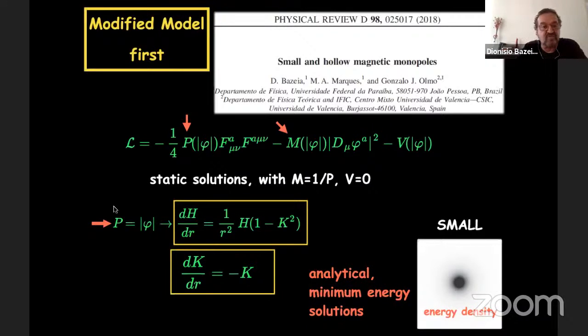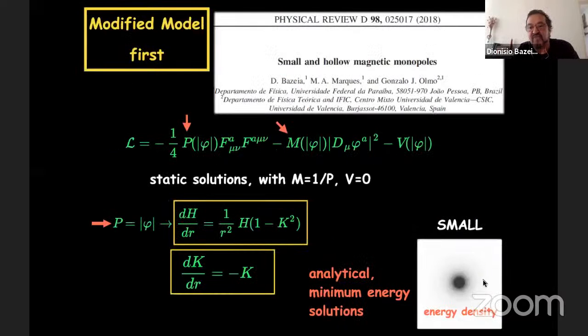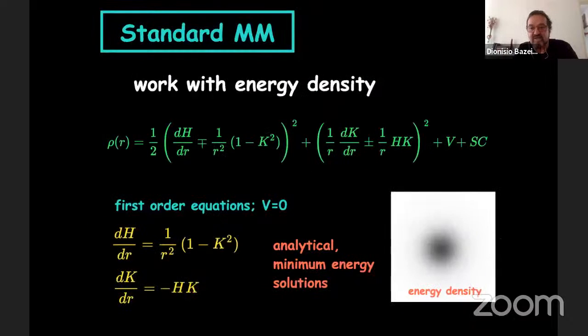And in this case, for P proportional to phi, we could write an analytical solution. And the solution is depicted here. It's similar to this one. But you see, we have the same quantity of black ink that we have here. So we call this solution the small monopole, because the monopole is smaller than this one.